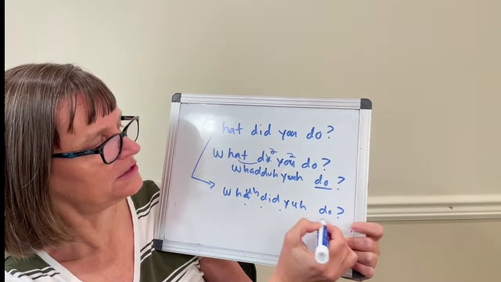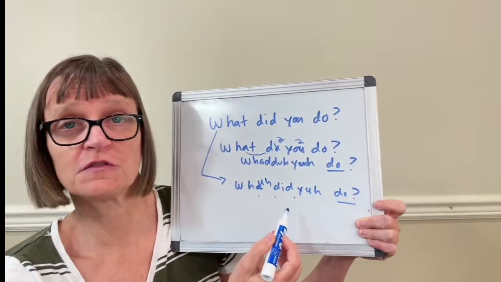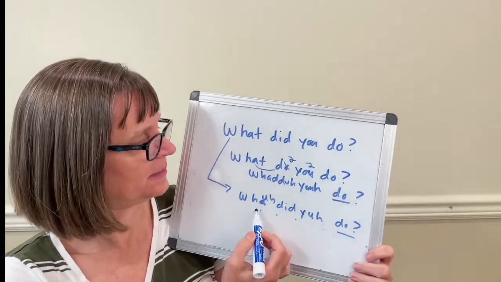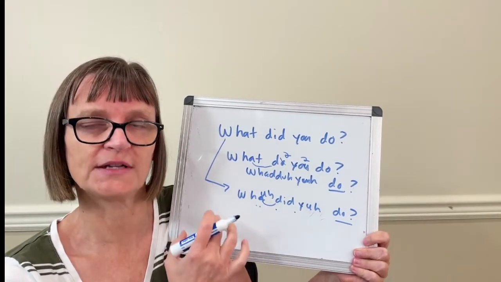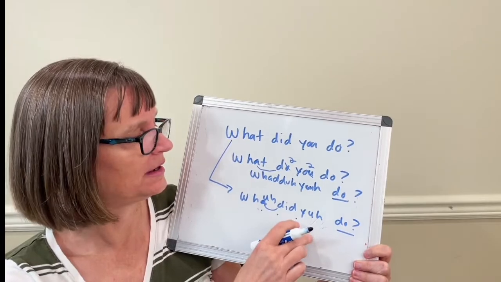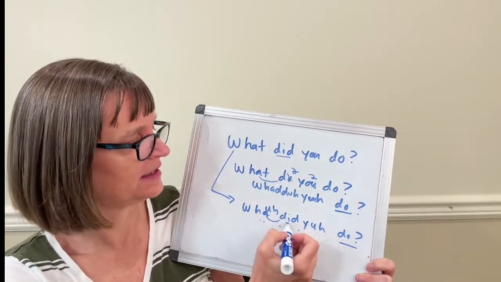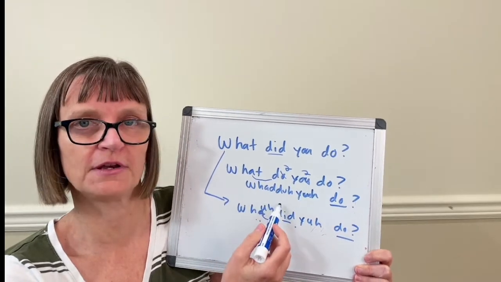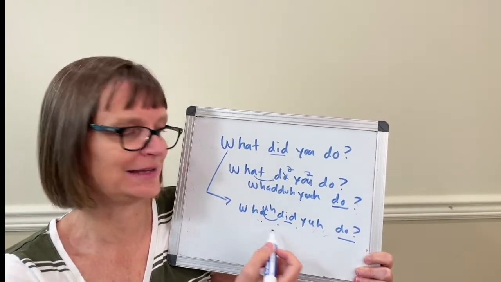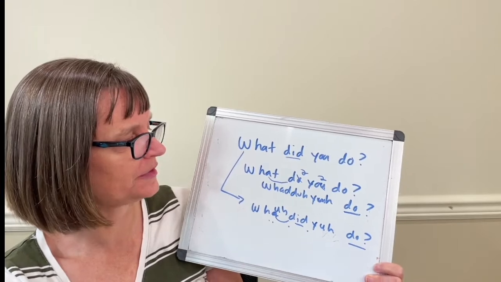So what did you do? Again, we have a reduction for the U to the ya. And then the whatted, we just use one flap there. We don't need what did, but rather whatted. But we need to keep the I of did, or it'll sound like what do you. That becomes what do ya. What did you do? What did you? What did you do? What did you do?